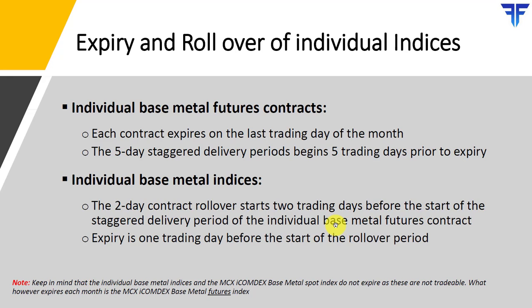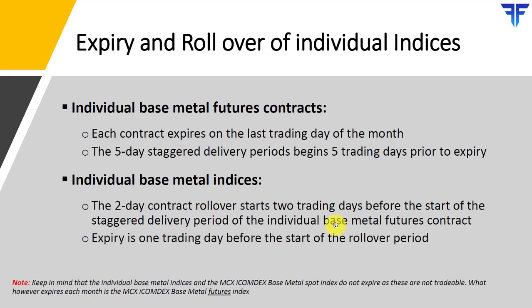Let us now focus on a couple of important concepts, the ones relating to the expiration of a contract and the rollover of a contract from front month to the next month. Let us start by first talking about the individual base metal futures contracts. We know that each base metal futures contract expires on the last trading day of the month. Meanwhile, the staggered delivery period for each base metal futures contract begins 5 sessions before the expiry of the futures contract.